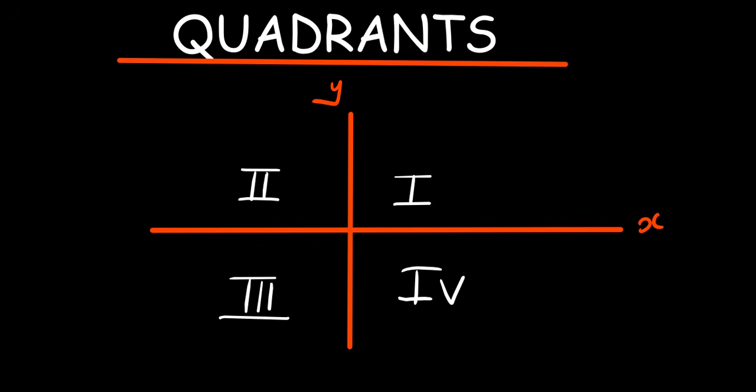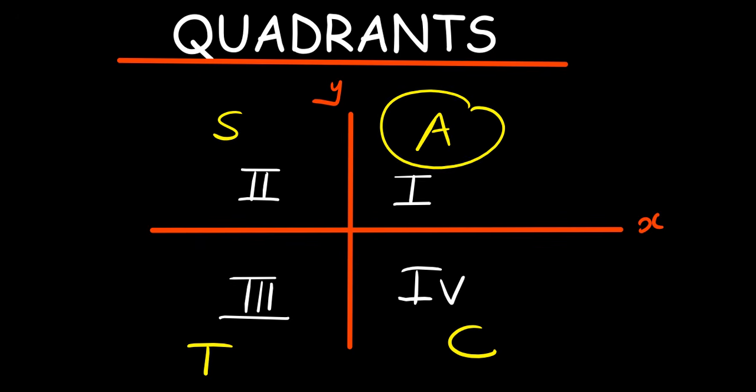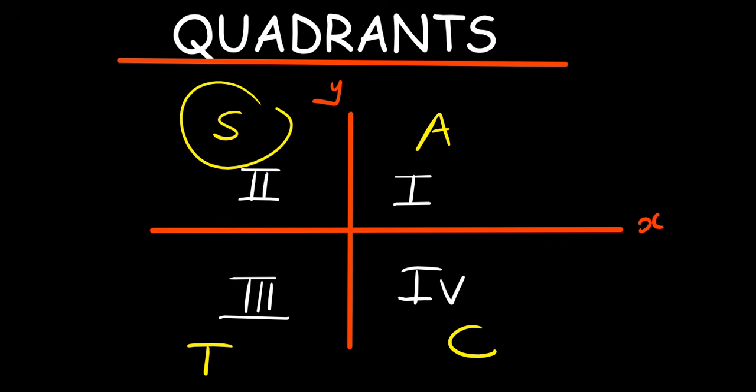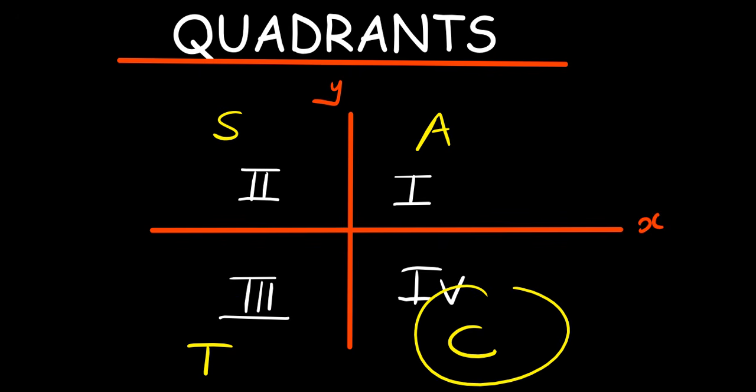Okay, now what you should understand is that we say all students take coffee. Now, what do we mean? In the first quadrant, all trigonometric ratios are positive. Okay, then in the second quadrant, only sine is positive. In the third quadrant, only tan is positive, and in the fourth quadrant, only cos is positive. So this is very important for you to know.